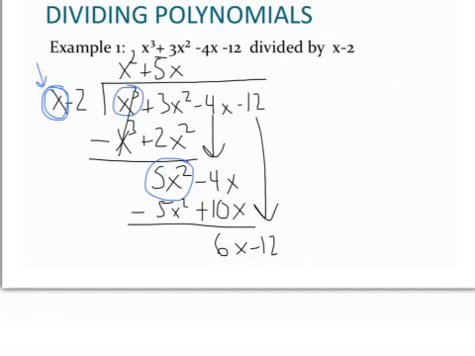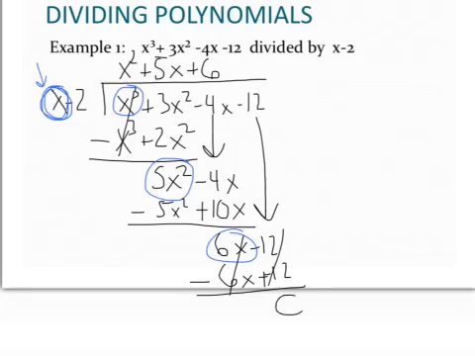And I'm left with looking at the 6x and the x. 6x divided by x gives me positive 6. 6 times x gives me 6x. 6 times negative 2 gives me negative 12. Draw the line, change the sign, and I'm left with nothing here, so I'm left with 0. So in this case, my answer is just x squared plus 5x plus 6.